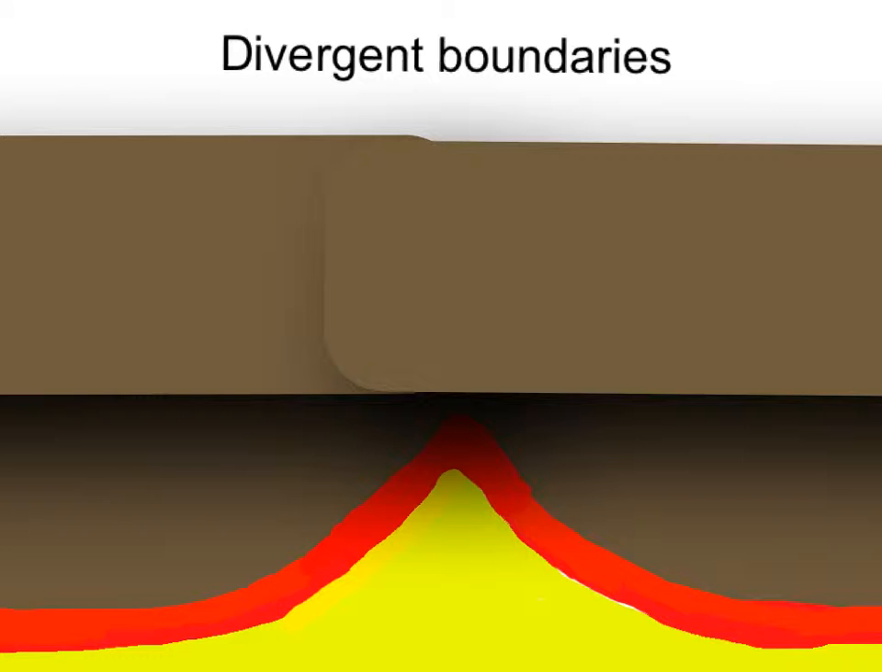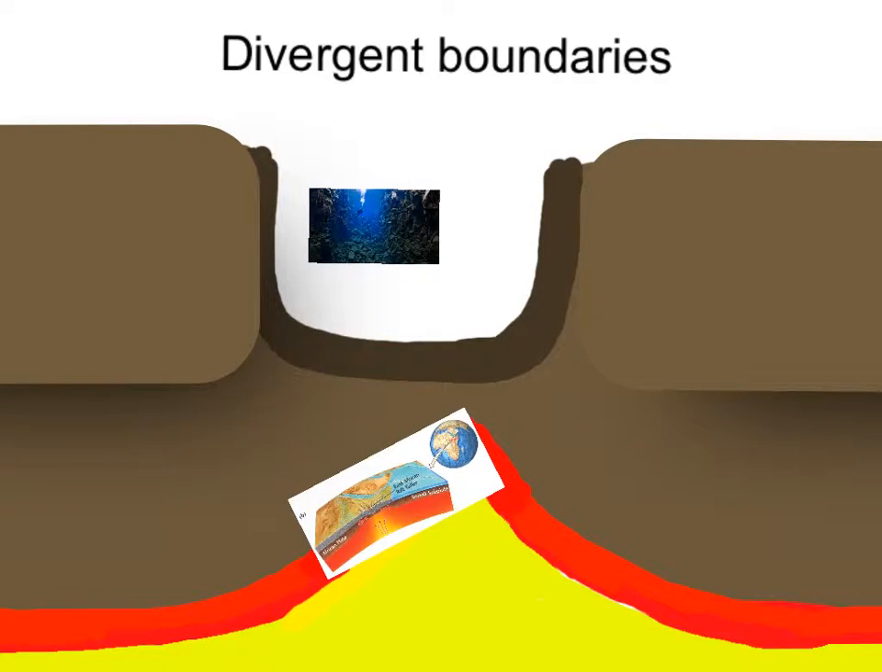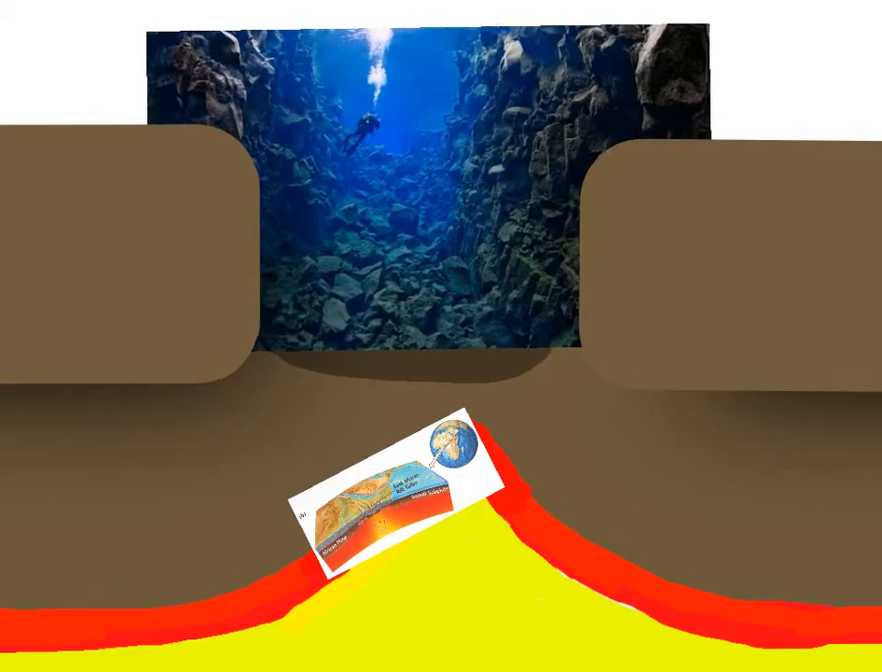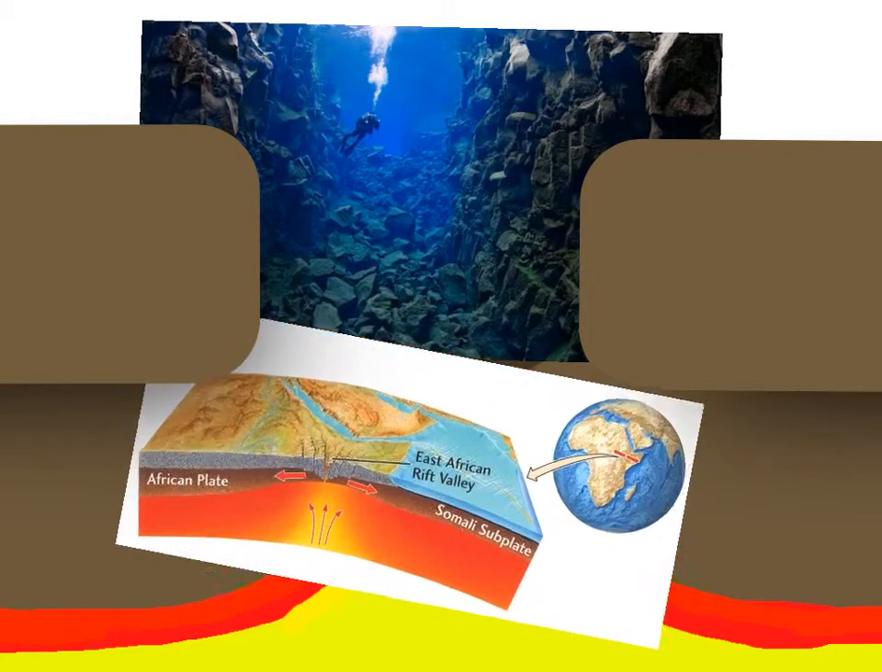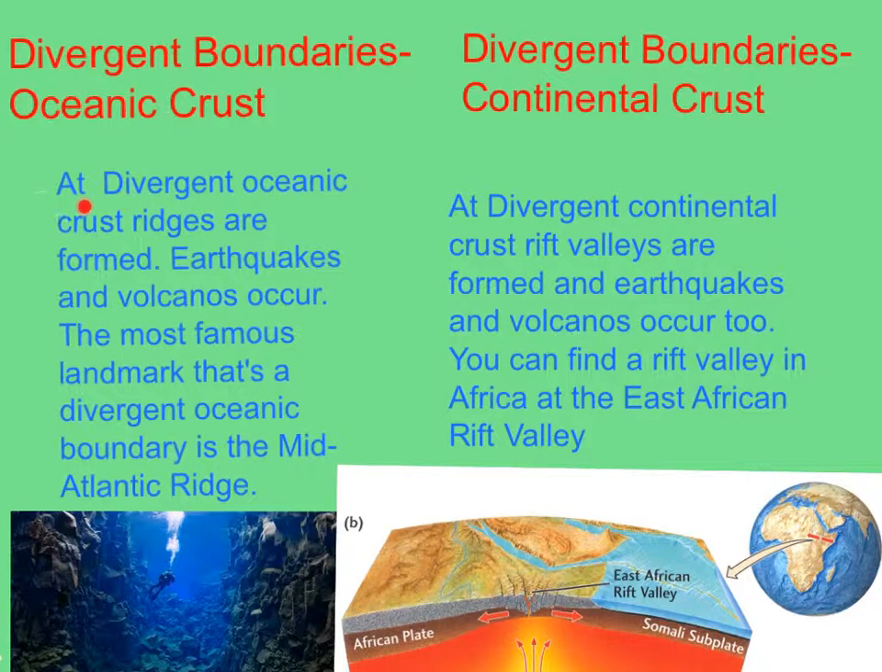Divergent boundaries are boundaries that spread apart, creating a ridge or a rift valley, like the Mid-Atlantic Ridge and the East African Rift Valley. At divergent oceanic crust, ridges are formed, and earthquakes and volcanoes occur. The most famous landmark that is a divergent oceanic boundary is the Mid-Atlantic Ridge.